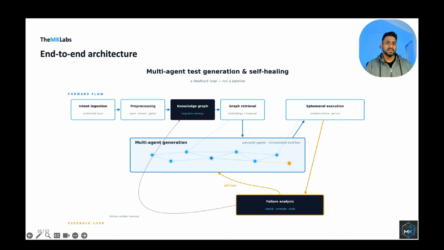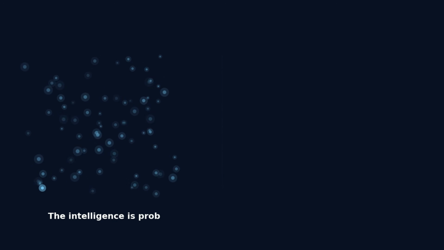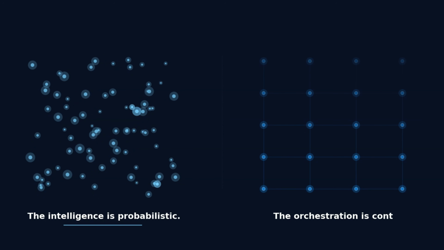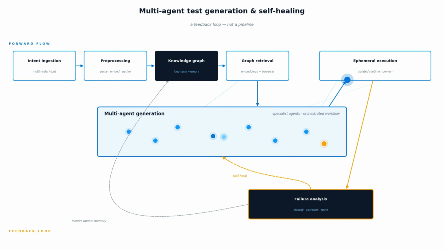Then comes the core of the system, the multi-agent generation. Instead of one large prompt doing everything, we break the problem down into specialized agents. Each agent has a clear responsibility. One enriches the story, one decides scope, one generates scenarios, one writes scripts, one validates. And these agents are orchestrated in a deterministic flow. That balance is important. The intelligence is probabilistic. The orchestration is controlled.